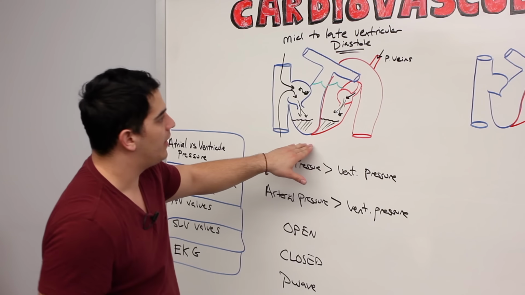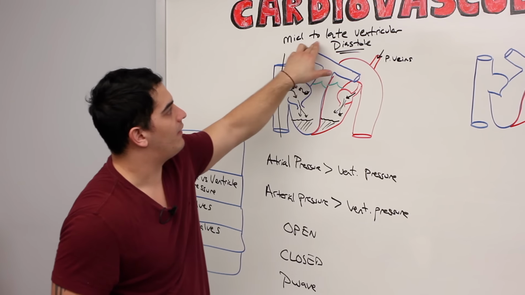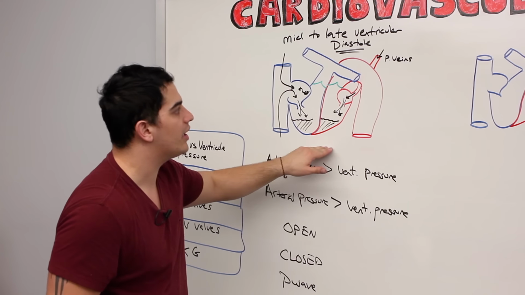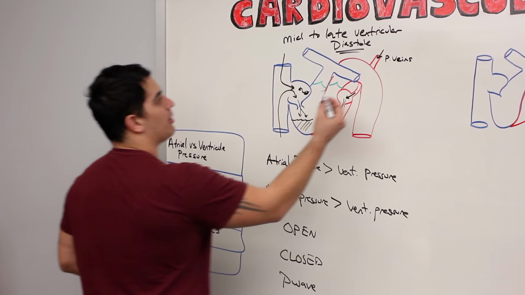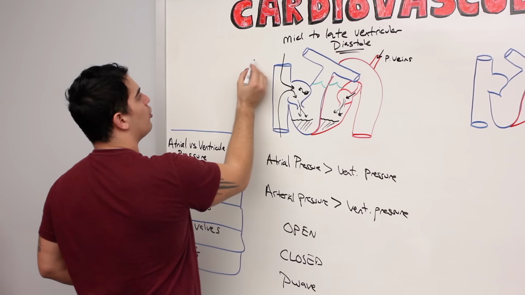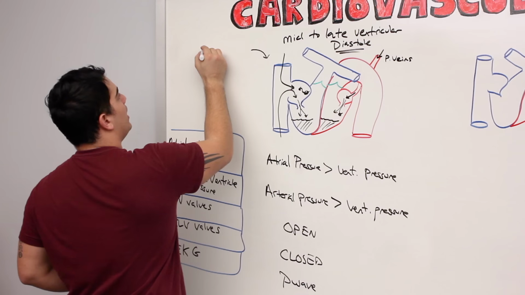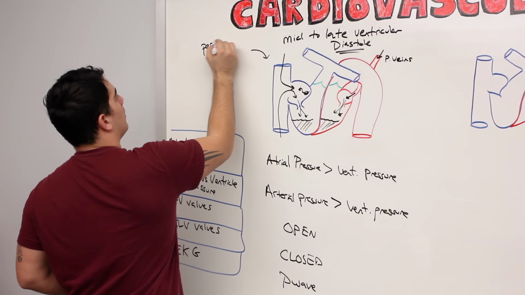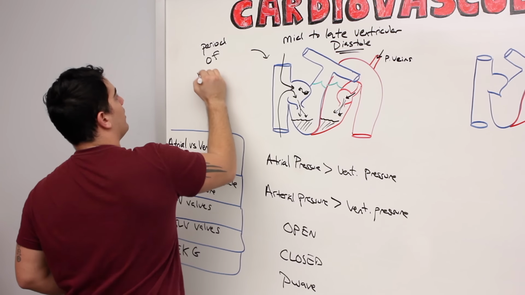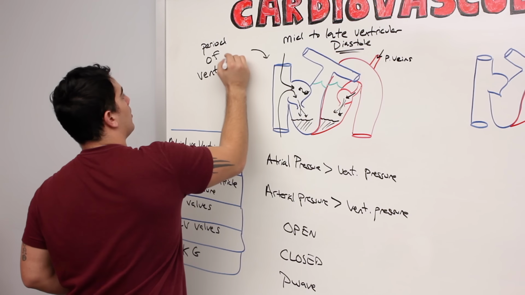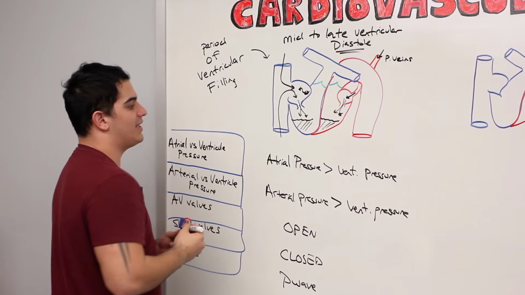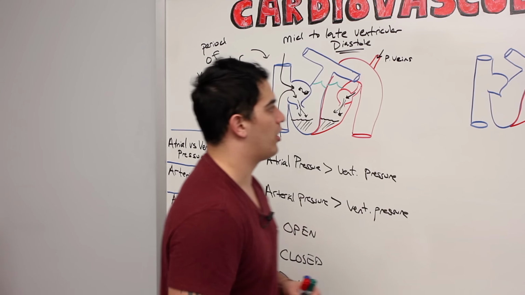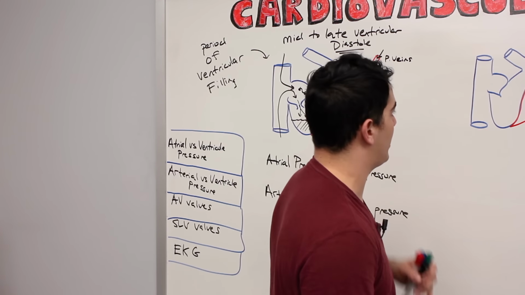And this is basically, we can also define not only the mid to late ventricular diastole, but this is the period of ventricular filling. Let's actually write that down here. So this is the period of ventricular filling. Okay? So that's that first event. This is the first part of the heart phase, so it's mid to late ventricular diastole.